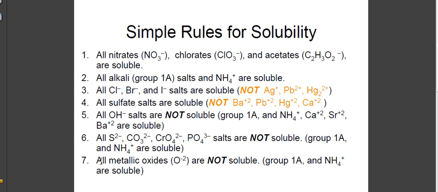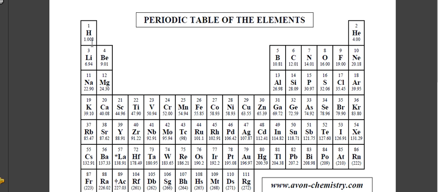The last one here. All metal oxides are not soluble except group 1A and ammonium. Okay? So hopefully you're saying this to yourself that any time that we have a compound and it has a group 1A metal and ammonium, it's soluble. Anytime you have nitrate, acetate, chlorate with a metal, any metal, it's soluble. Okay?